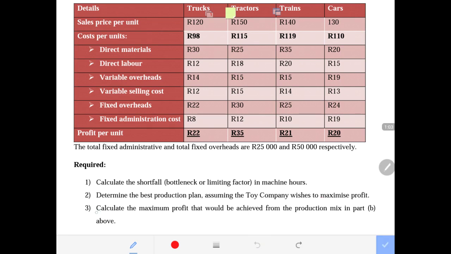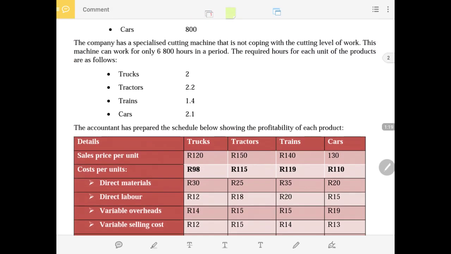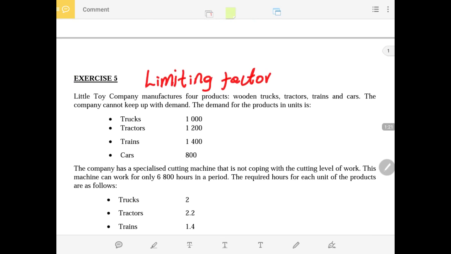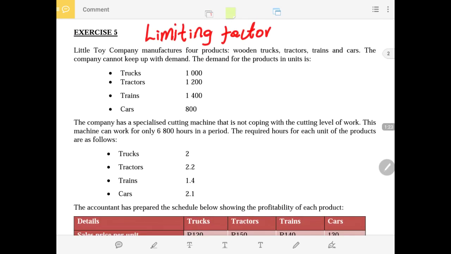Then we will be required to calculate the maximum profit that will be achieved from the production mix in part B above. So that is what we have at the back of our minds, and now we must read the information that is at our disposal.